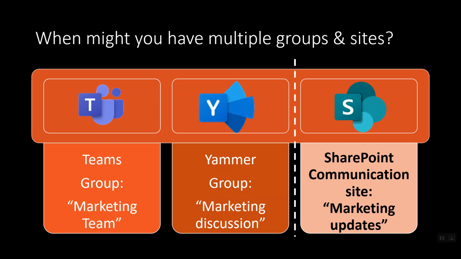The third place that you might have something of a similar name is the SharePoint communication site. They don't have a group attached. So you might have a team or Outlook group including a SharePoint site called Marketing Team, and that's for the team to work collaboratively. A Yammer group, which includes the SharePoint site, called Marketing Discussion, to invite a wider group of people to discuss or suggest marketing topics. And a SharePoint communication site called Marketing Updates, which is for publishing information about what the marketing team is doing.